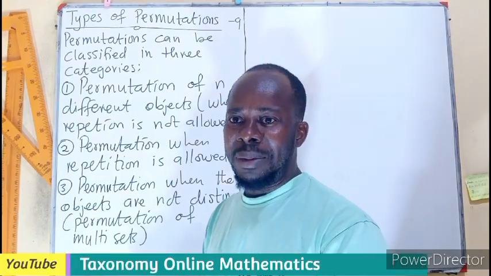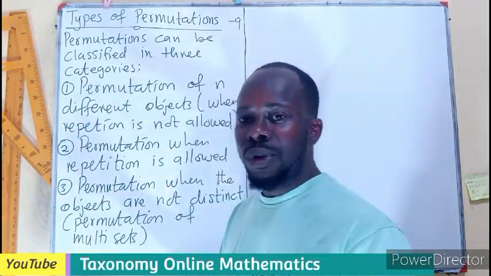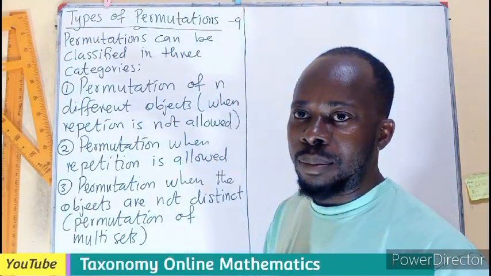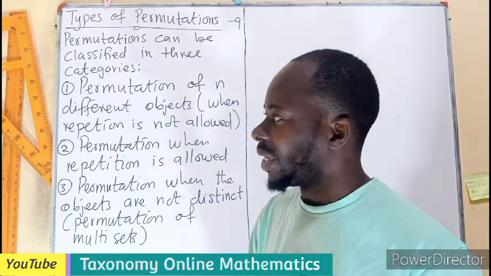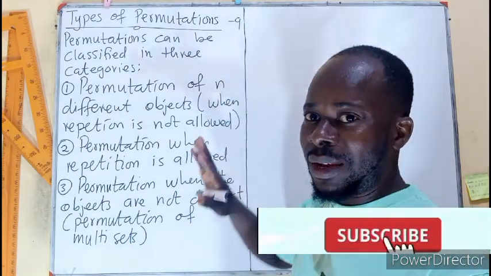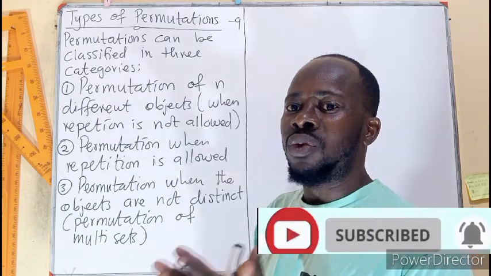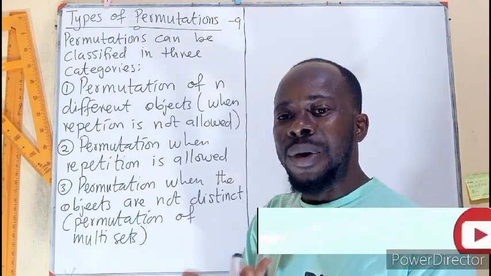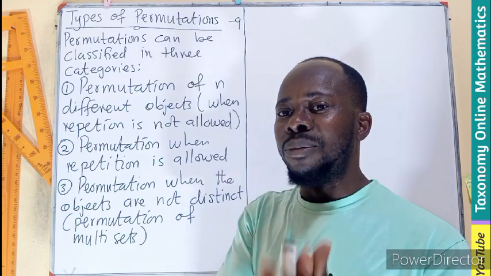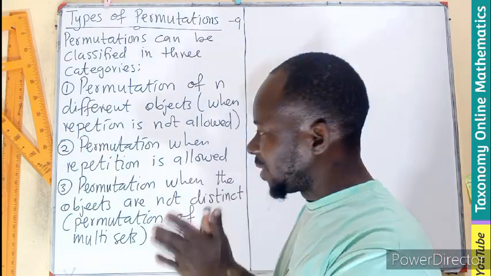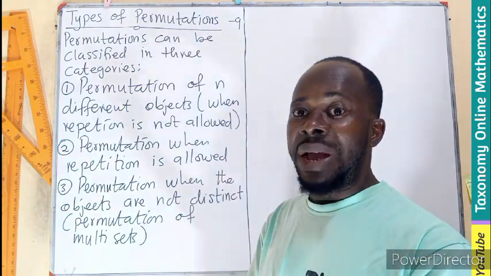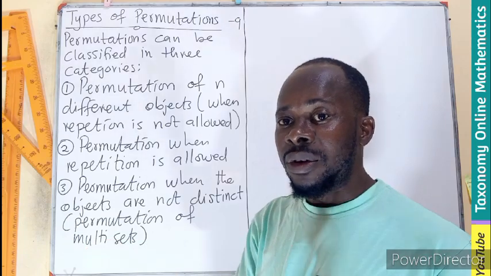Hello viewers, welcome. Let's continue the tutorial we are having on permutation and combination. This is episode number 9 of the series. In this series, we want to have introductions into the various types of permutation. The first type is what we have been dealing with in the previous episode.